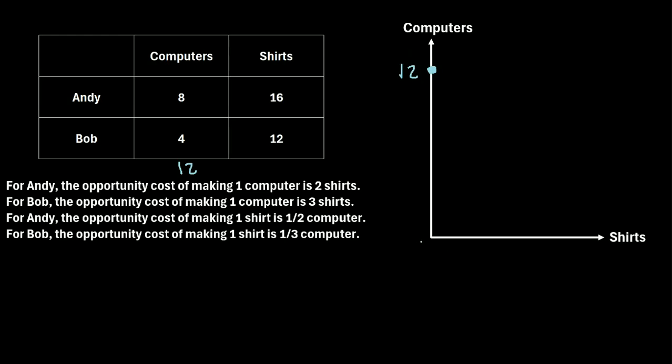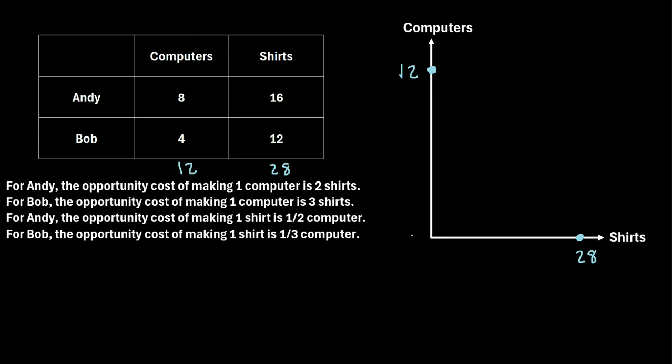And on the flip side, let's consider what if both individuals only made shirts? How many shirts could they make? Well, Andy could make 16 and Bob could make 12. So 16 plus 12, that's 28 total shirts. So if both Andy and Bob only made shirts, they could make 28 shirts. So we'll mark that point on the x-axis. And notice where we would be at on the y-axis. This would be at a value of 0. So this is another production possibility. We could make 28 shirts and 0 computers.